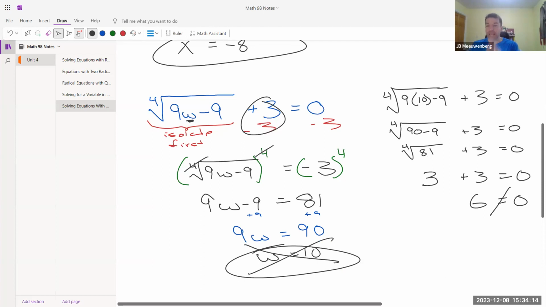So indexes that are greater than 2 work the same way as all the square roots that we have seen. We just have to use a different exponent to clear those radicals.